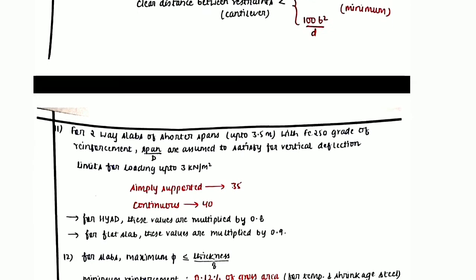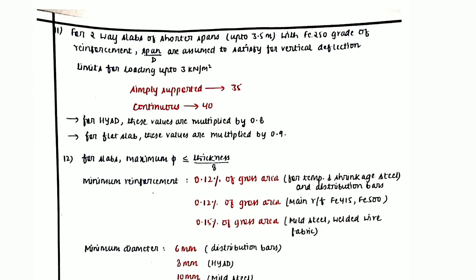Now moving on to the next recommendation of IS 456 for two-way slabs of shorter spans. That means the span is limited to 3.5 meters and the reinforcement is Fe 250, that is mild steel.